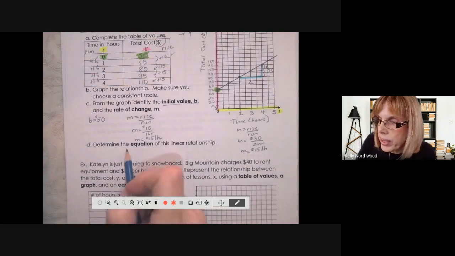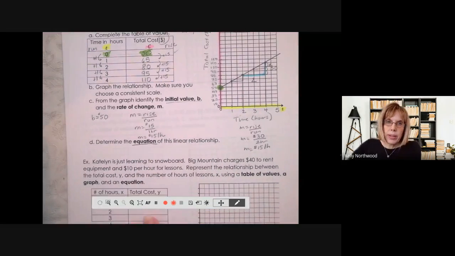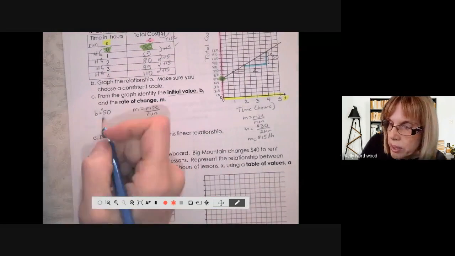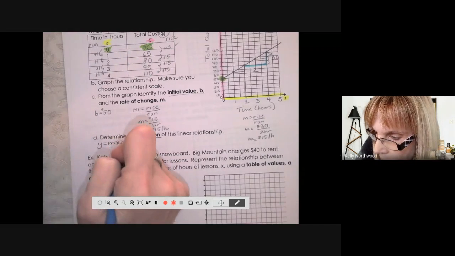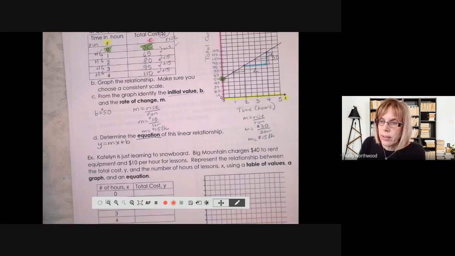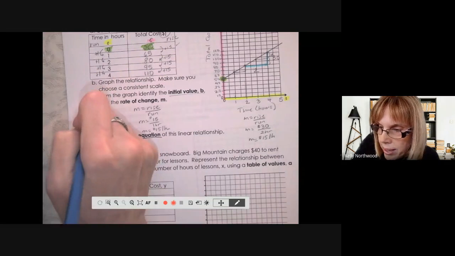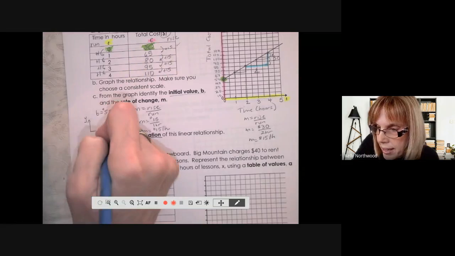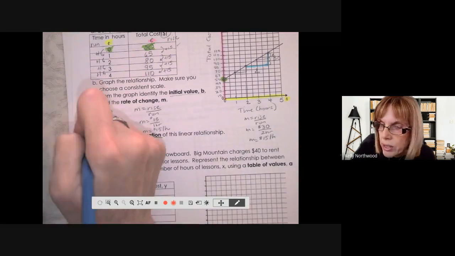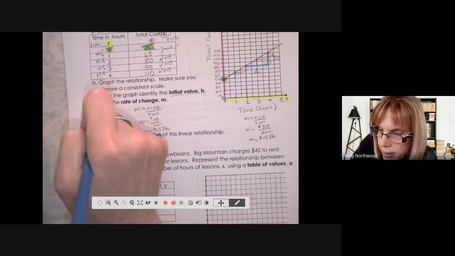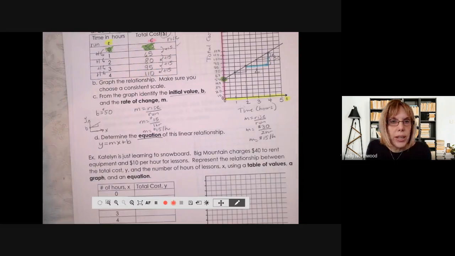And then determine the equation of the linear relationship. So one thing that's important to know is all linear relationships have this general equation. And that comes from having a line where this is the y-axis and this is the x-axis, and then there's your line that has an initial value b and some rate of change that you can find from making a rate triangle.